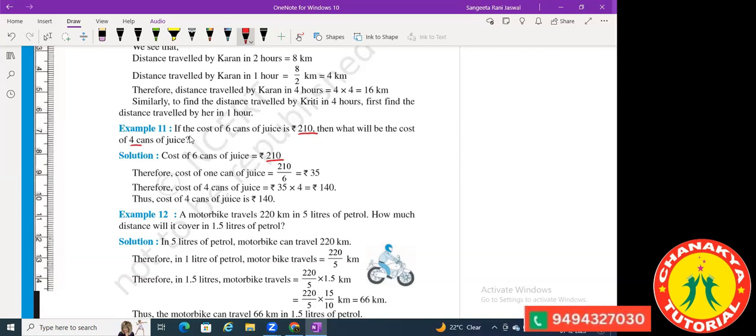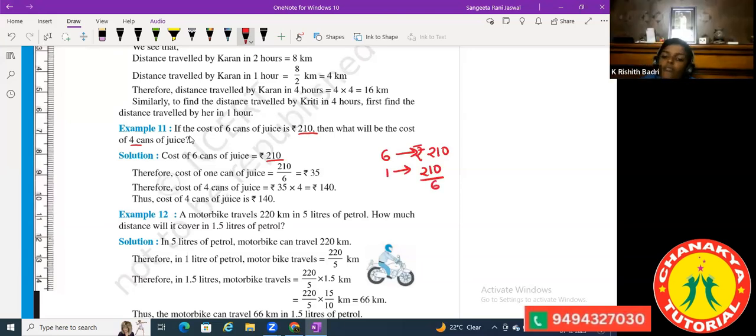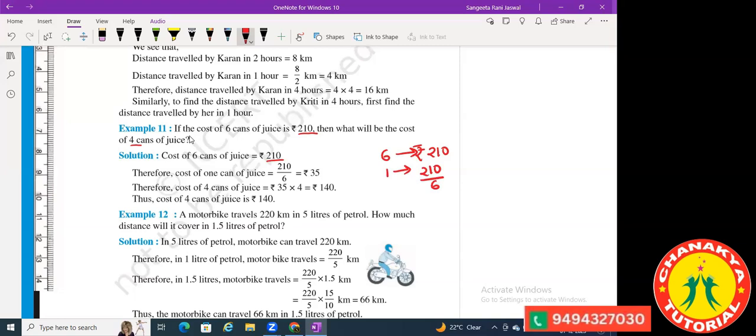Very good. Very nice. So 6 cans is costing me rupees 210. That means 1 can will cost rupees 210 divided by 6. For 1 can, I will divide 210 by 6. 6 threes are 18, I'm left with 3 zeros, that is 35. So that means 1 can is for rupees 35.